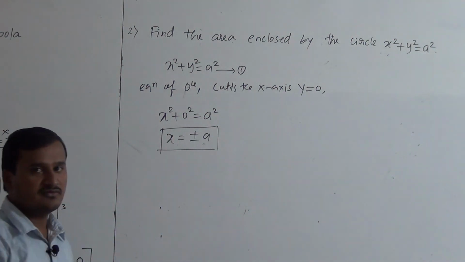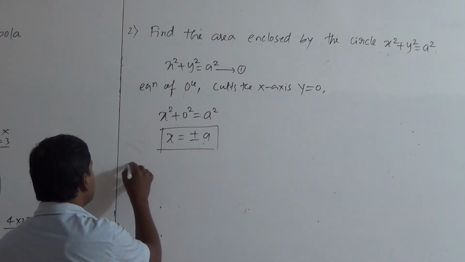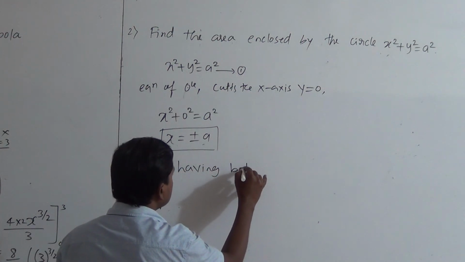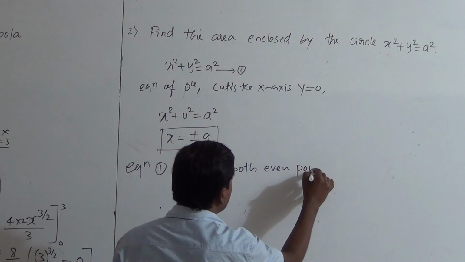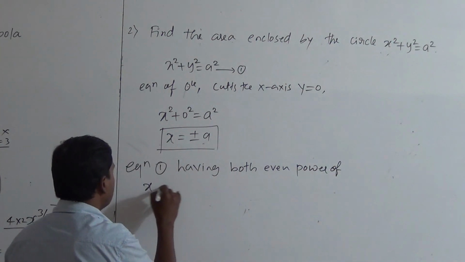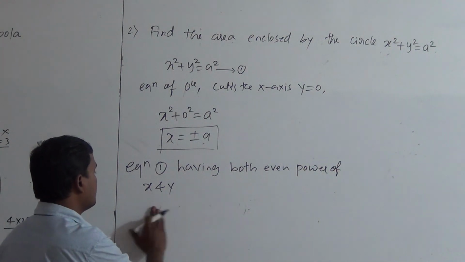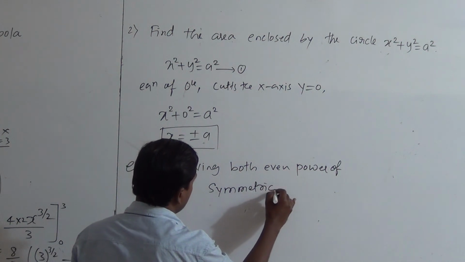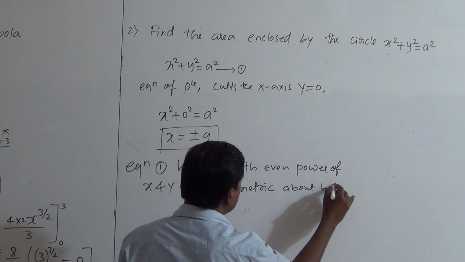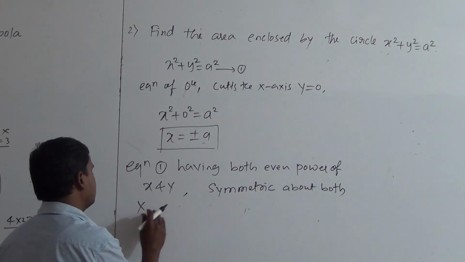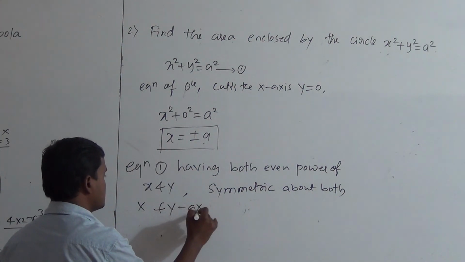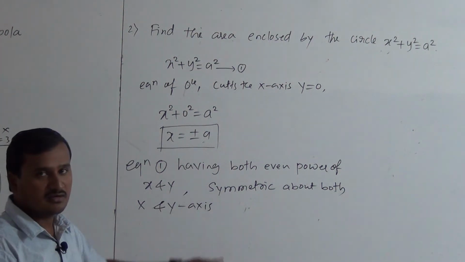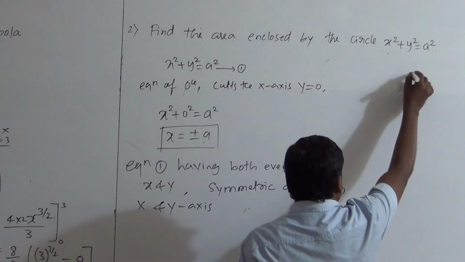So here I got the value of x equal to plus or minus a. And also equation 1 has both even powers of x and y. If it is an even power of x and y, it is clearly symmetric about both the x axis and the y axis. So here I will draw the circle like this.